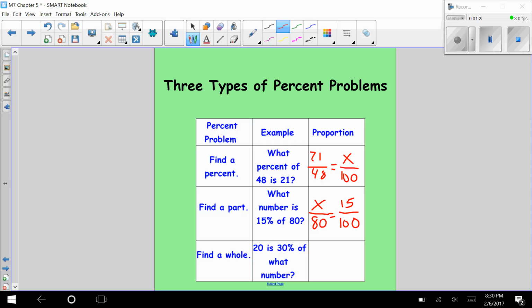And then finding a whole. 20 is 30% of what number? So 20 is, so it goes on the is place. 30% goes in the percent spot, and 100 is always there. So that means our x is there this time.